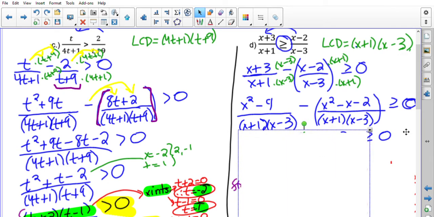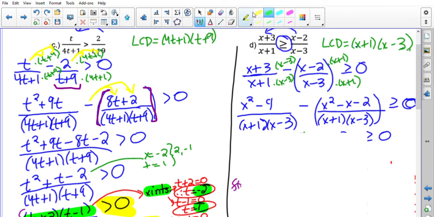All right, that will leave us with, so again, I'm going to use our purple pen here. So it looks a little different. x plus 3 times x minus 3, we know that if we were to FOIL that, we would get x squared minus 9, all over our LCD. Minus, and then I have to do x minus 2 times x plus 1. If I expand that, I'm going to get x squared minus x minus 2 all over our LCD.